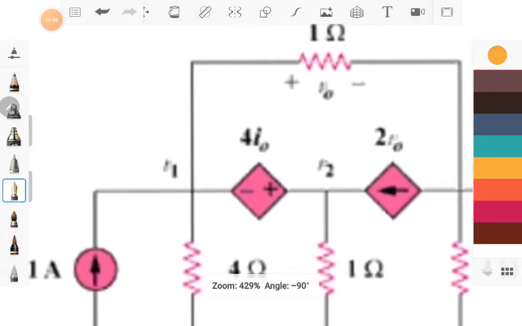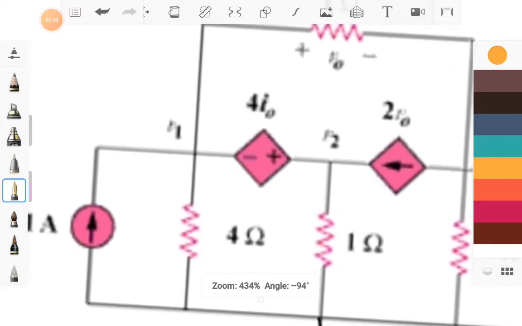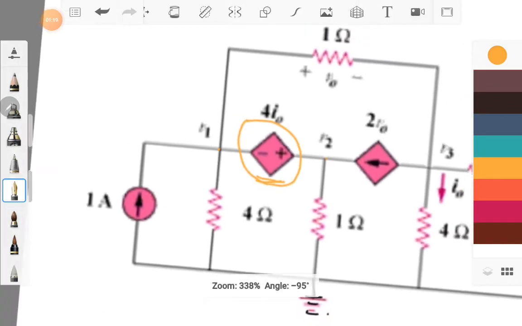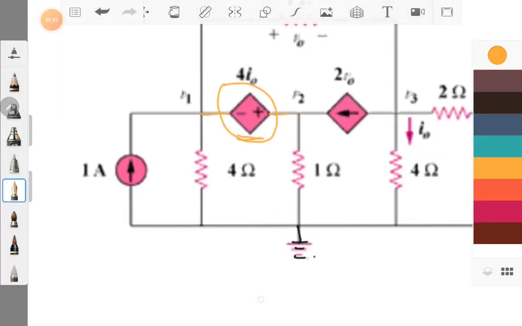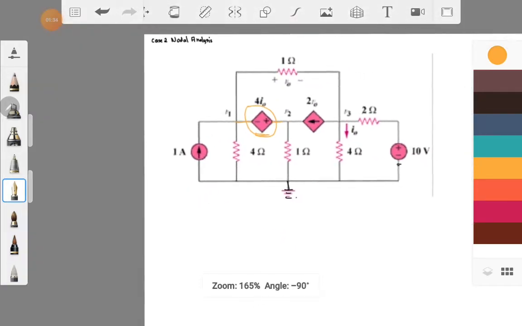Because take note that a supernode is either a dependent or independent voltage source that is not directly connected to the ground. So, take note that your dependent voltage source is connected to your V1 and V2. Either terminal of your voltage source is not directly connected to the ground, hence your V1 and V2 are not connected to the ground. Okay, so that is the classification of your supernode.